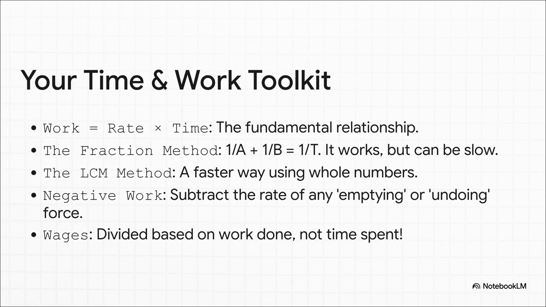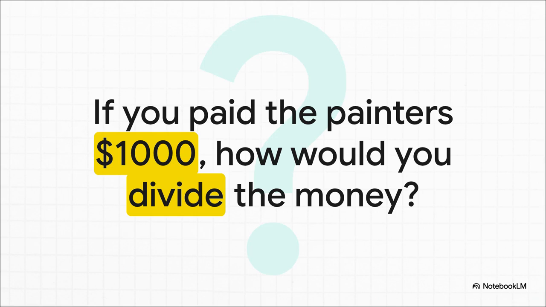Just subtract the rates. And finally, listen up, because this is a huge one that trips people up all the time. If you're paying people, wages are divided based on the amount of work they actually did, their efficiency, not just the hours they spent on the job. It's all about their work ratio. Don't forget that. And that leads me to one last thought to leave you with.